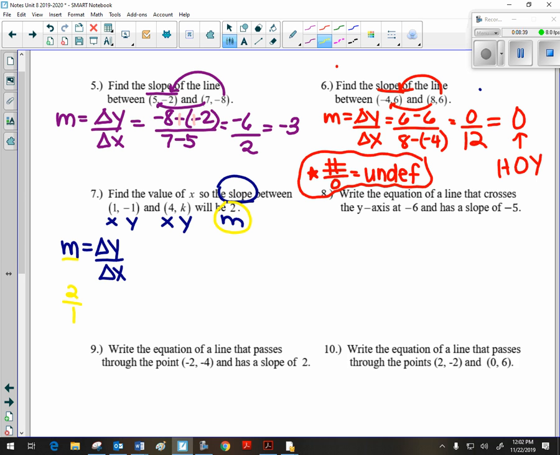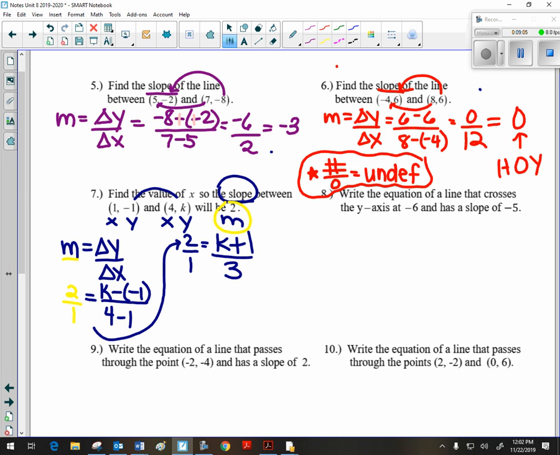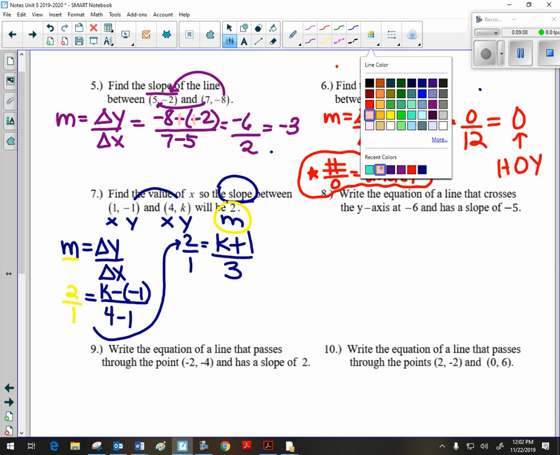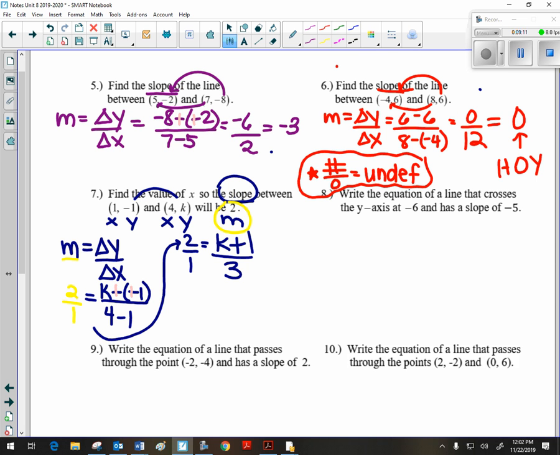Because the right side of that equation is an equals, what I will do a lot of times is put that 2 as a 2 over 1, and then I'm going to subtract the y's, so it's k minus negative 1 over, subtract the x's, 4 minus 1. And then I'm going to go over here, so I have 2 over 1 equals k plus 1 over 3 when I simplify. Some of you may wonder where the plus came from, and that came from the change, k plus 1. And when I get to this point, I'm going to cross multiply.